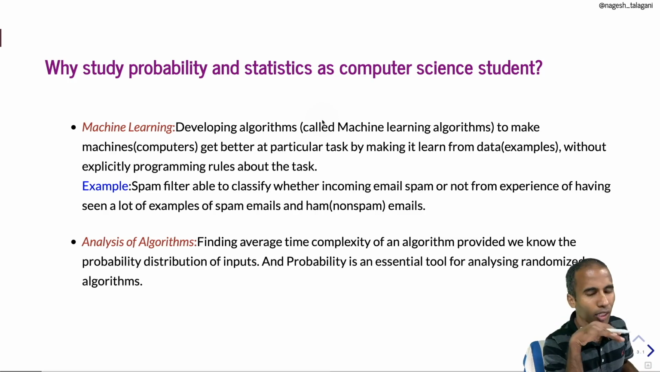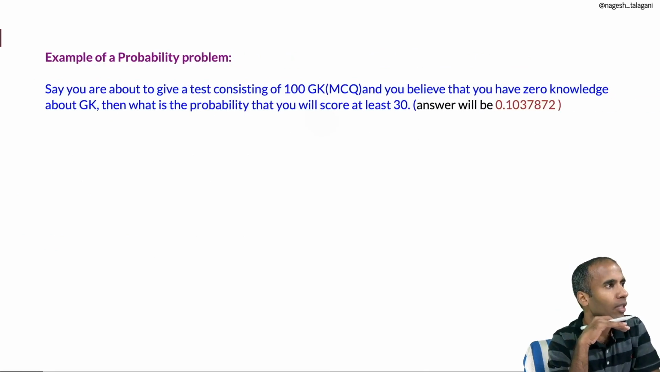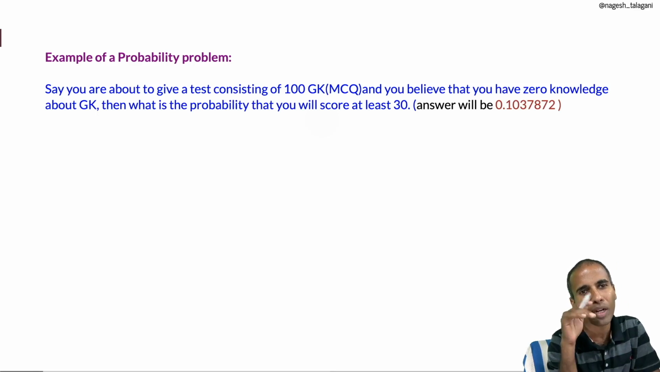Here I'm going to give you two similar examples. One example is going to be a probability problem, the other one a statistics problem. The first one, an example of a probability problem. Say you are about to take a test consisting of 100 GK questions, multiple choice questions, 4 options, no negative marking. And you believe that you have zero knowledge about GK. You don't even bother to read the question. You simply pick a random option. Then what is the probability that you score at least 30?